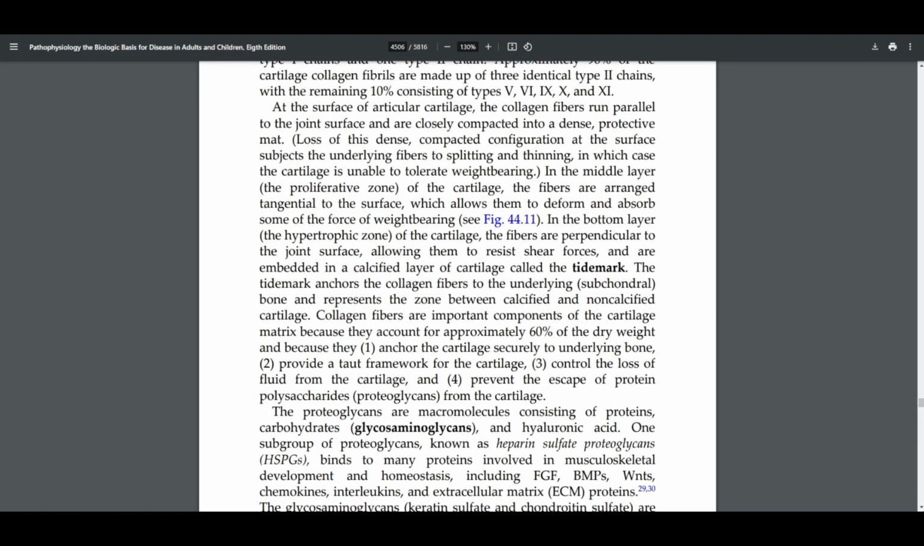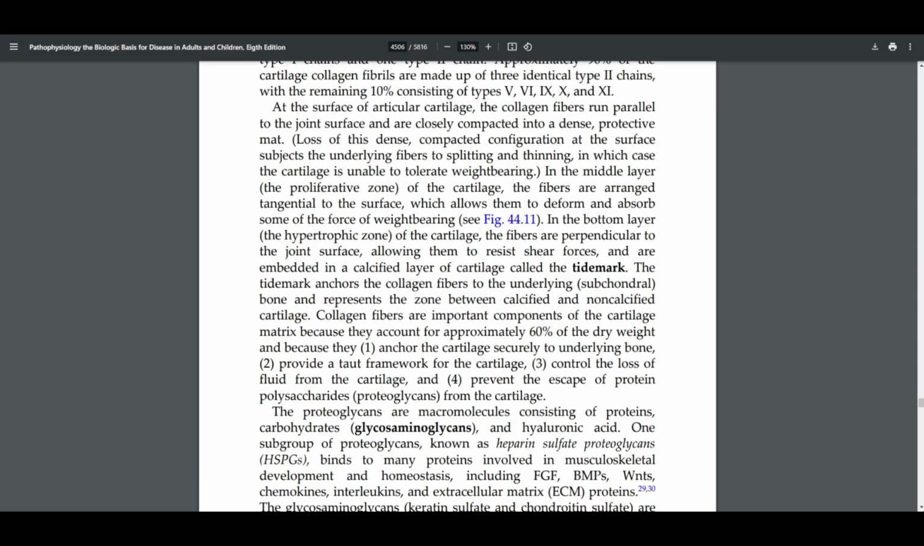At the surface of articular cartilage, the collagen fibers run parallel to the joint surface and are closely compacted into a dense protective mat. In the middle layer of the cartilage, the fibers are arranged tangential to the surface, which allows them to deform and absorb some of the force of weight bearing.